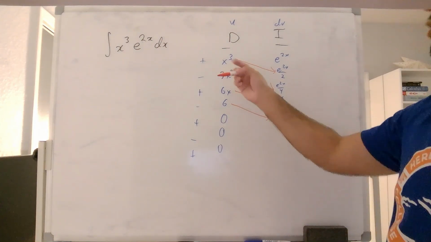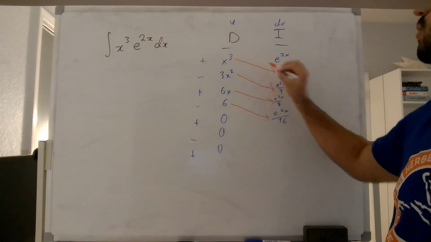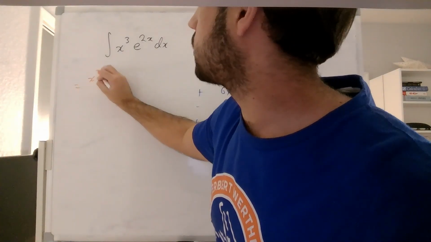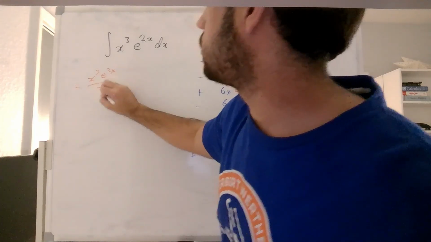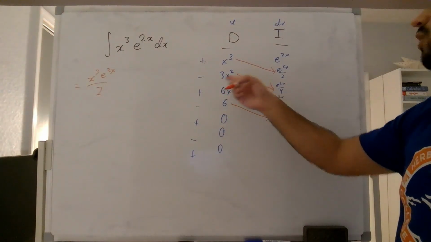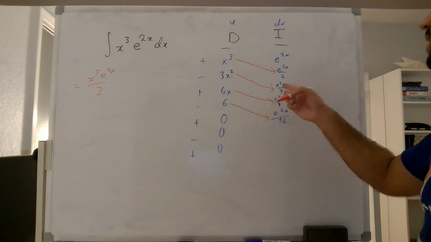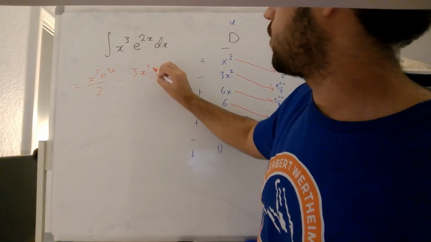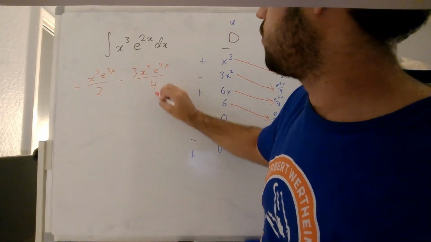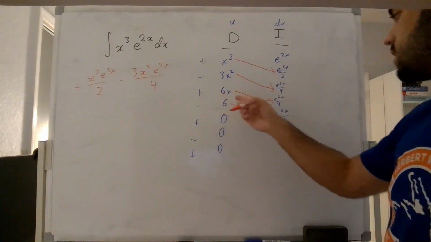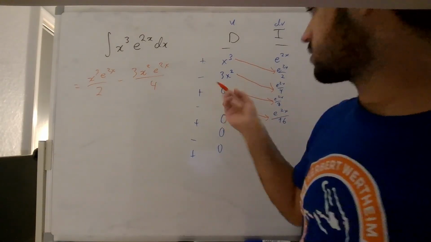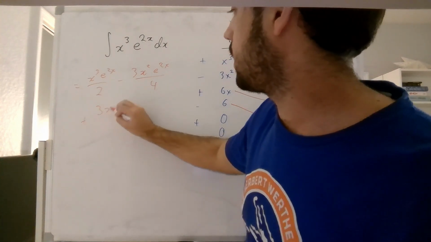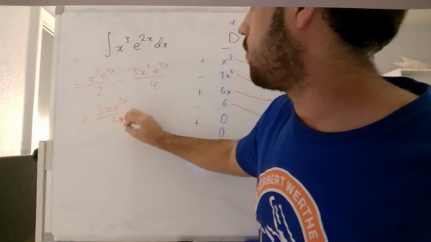So we're going to have positive x cubed times e to the 2x over 2, minus 3x squared times e to the 2x over 4, plus 6x times e to the 2x over 8. That's going to be 3/4 again, so plus 3x e to the 2x over 4.